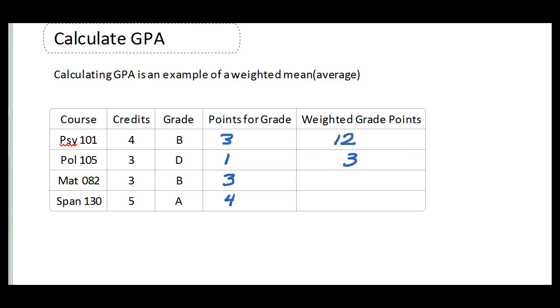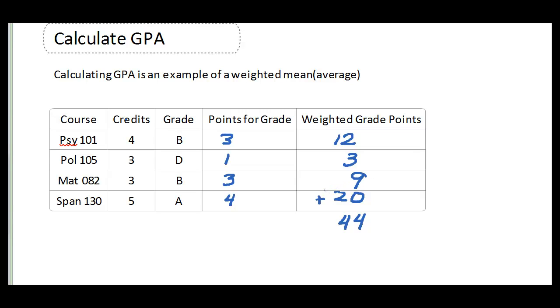The math class is 3 credits of a B, and a B is 3 points, so 3 times 3 is 9. And the Spanish class is a 5-credit course, and the student got an A, and an A is 4 points, so 5 times 4 is 20. Then you add these weighted grade points. So 12 plus 3 is 15, plus 9 is 24, plus 20 is 44. So we get 44 grade points.